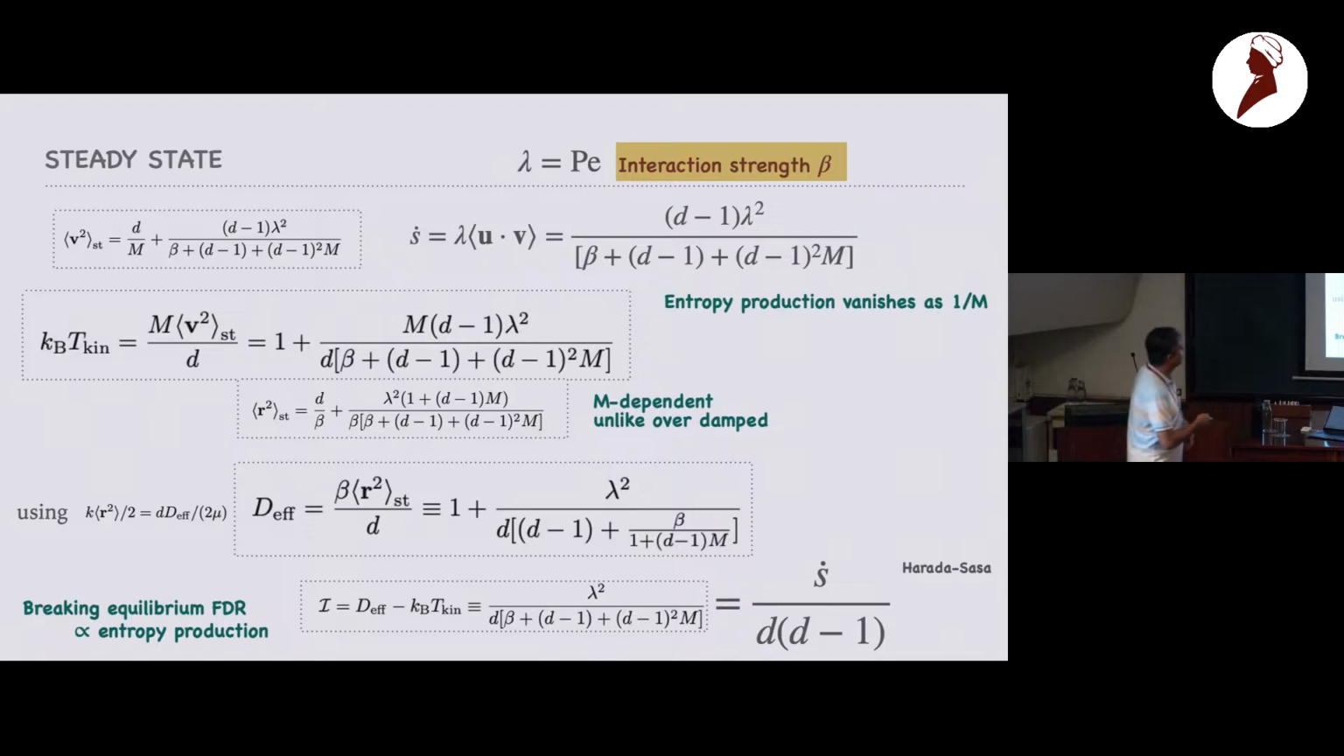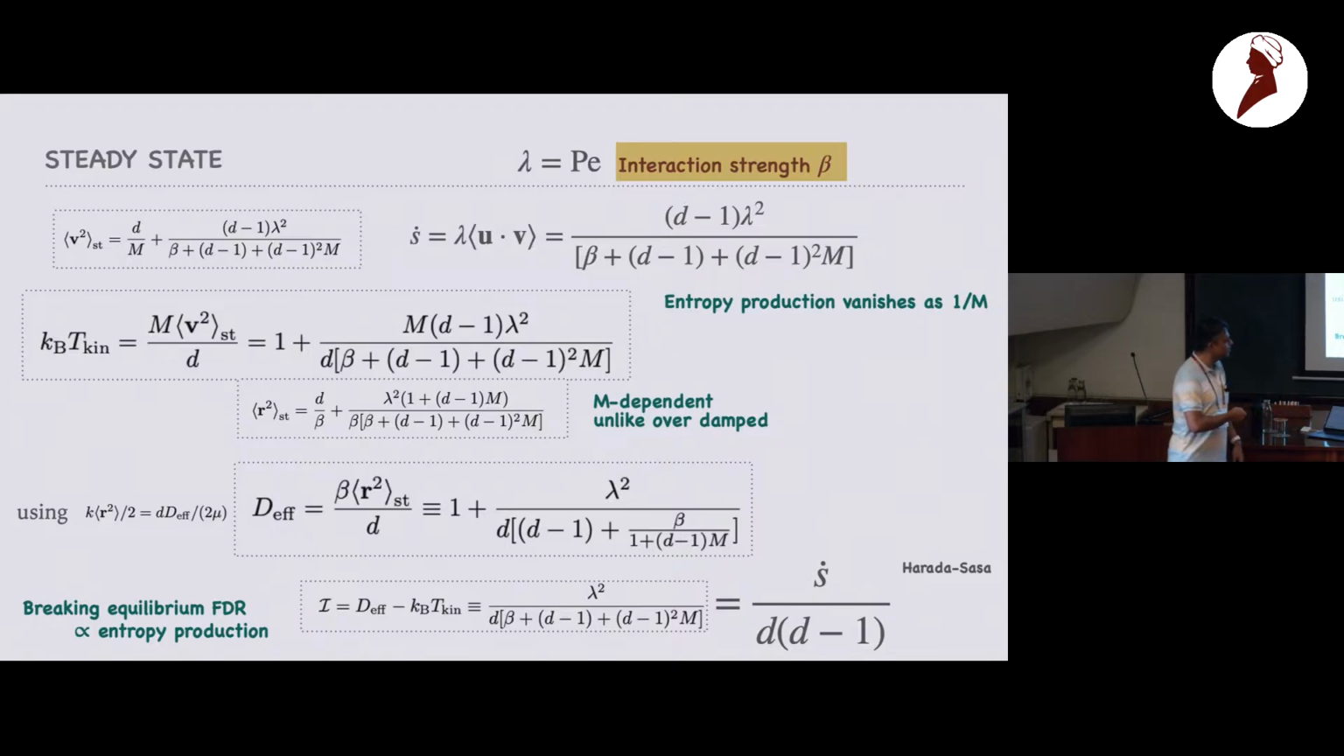5 minutes. And if you look at the kinetic temperature, it shows similar behavior, and you can look at the steady state mean square displacement. If you interpret that mean square displacement in terms of effective diffusivity, you see that this structure starts to depend on inertia. Of course, this system is not diffusive; it is a trapped system.